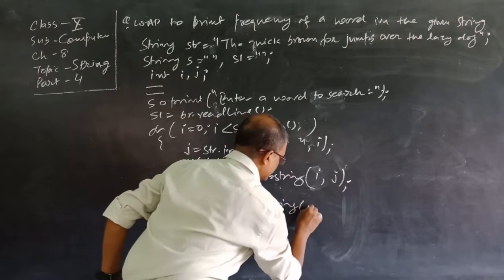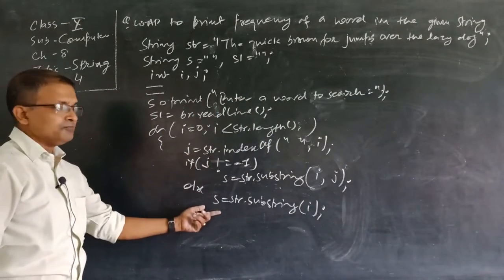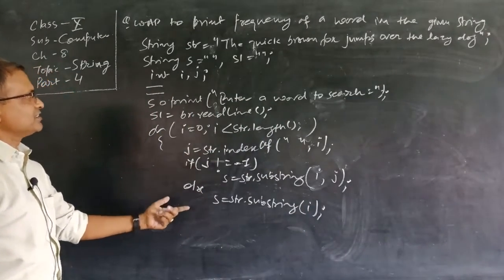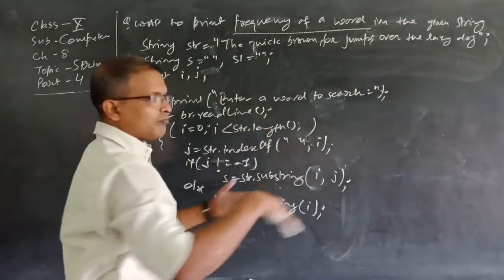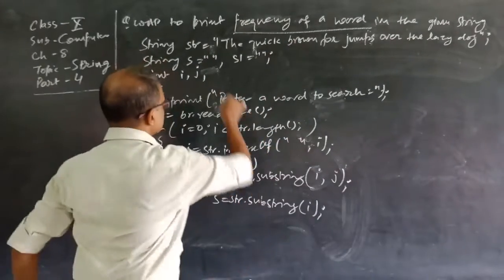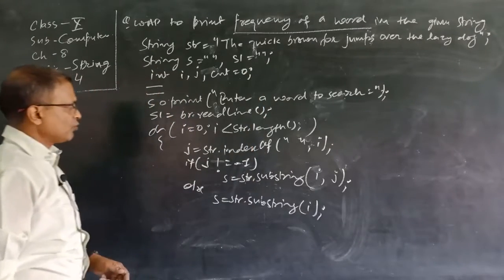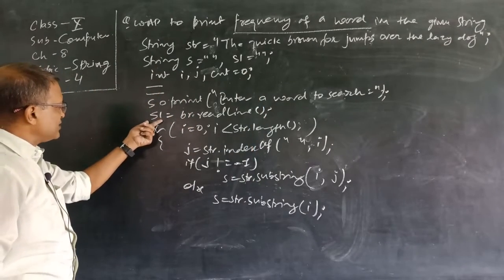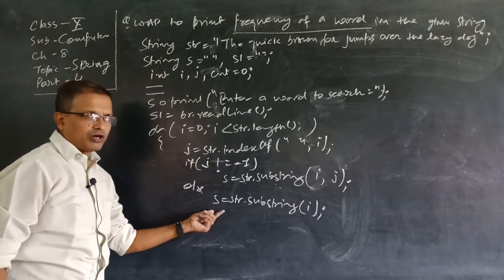After getting the word, what we have to do, this here is the main concept. We have to find the frequency of a word. Frequency means number of times, how many times the word has occurred in the given string. So for that we will have to apply a counter. So CNT equal to 0. Okay. Now what we have taken here is the input in S1. This S1 is to be compared with the word.